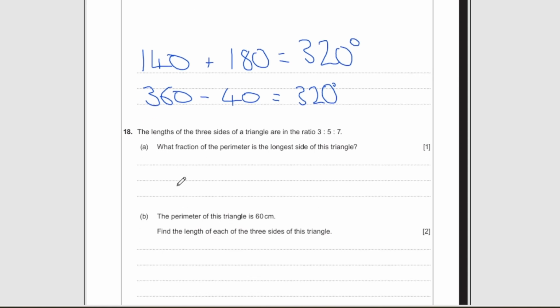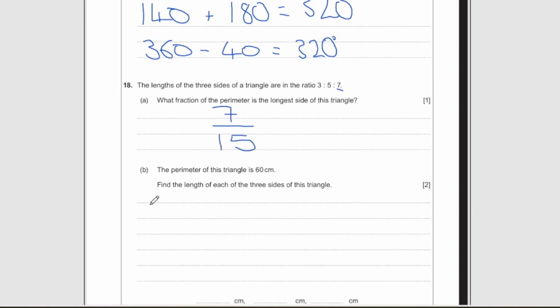The lengths of 3 sides of a triangle are in the ratio 3 to 5 to 7. What fraction of the perimeter is the longest side of the triangle? So the longest side is this side here, the 7. So as a fraction, we're going to write 7 somethingths. Our numerator will be 7 because that's the biggest out of 3, 5 and 7. To get the denominator, we add the ratios together. So 3 plus 5 plus 7 is 15. So 7/15 is the answer to that one.